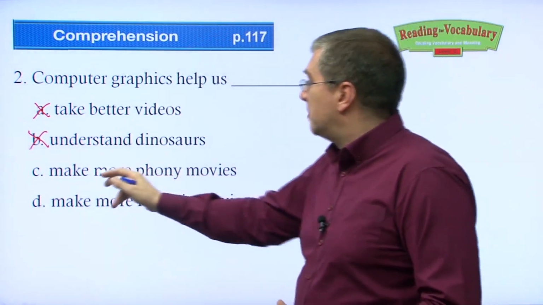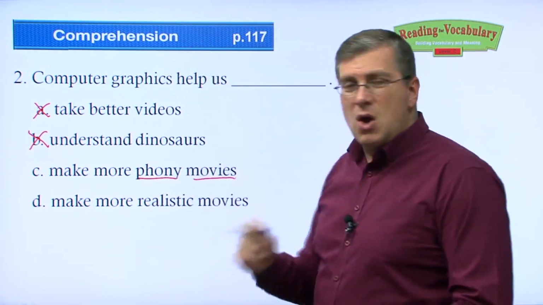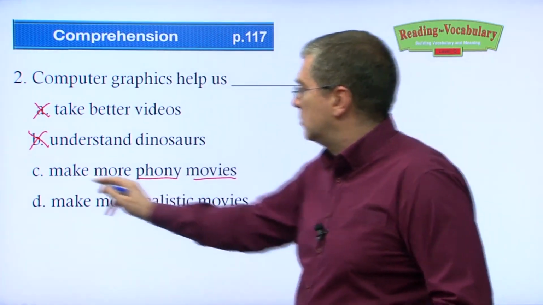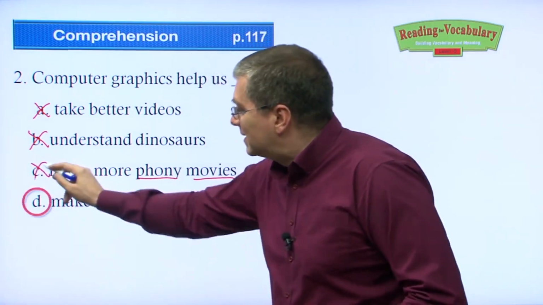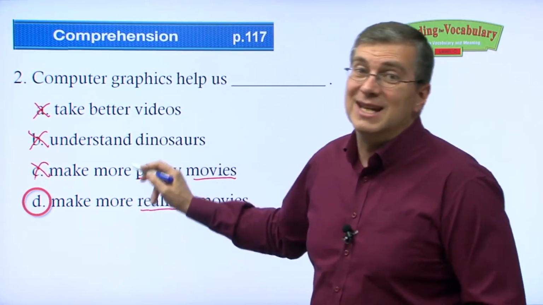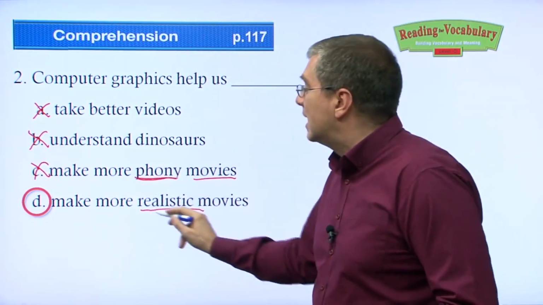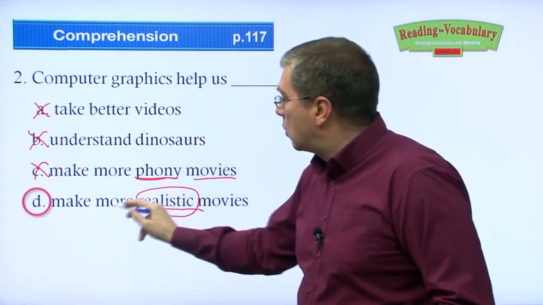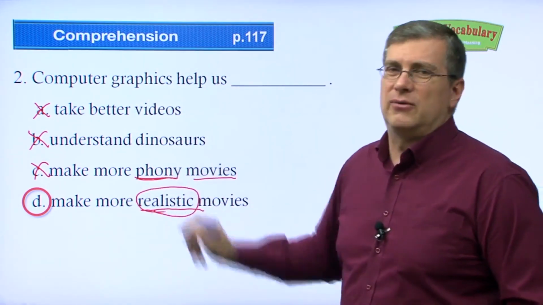Computer graphics help us make more phony movies? No, the opposite is true. It helps us make more realistic movies. So it's not that one, it's this one. C and D are opposites, right? It's not C, it's D. It's not phony movies, it's realistic movies. Computer graphics help us make more realistic movies, not phony movies.